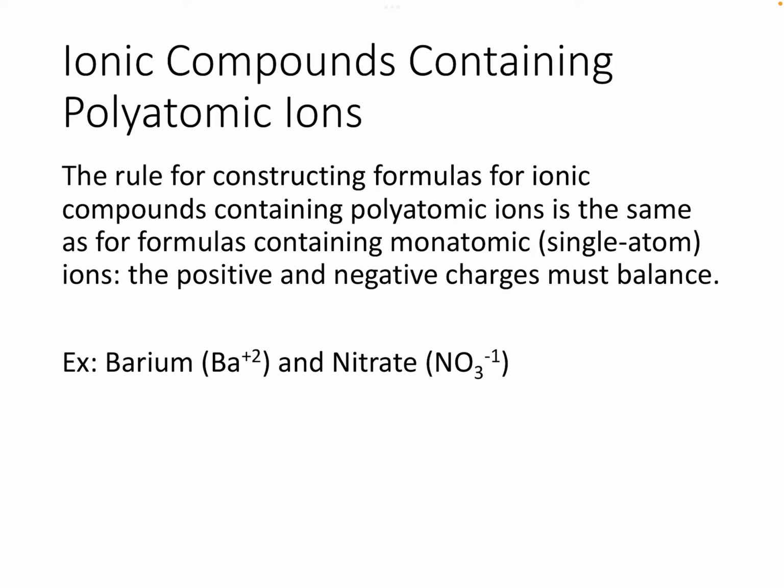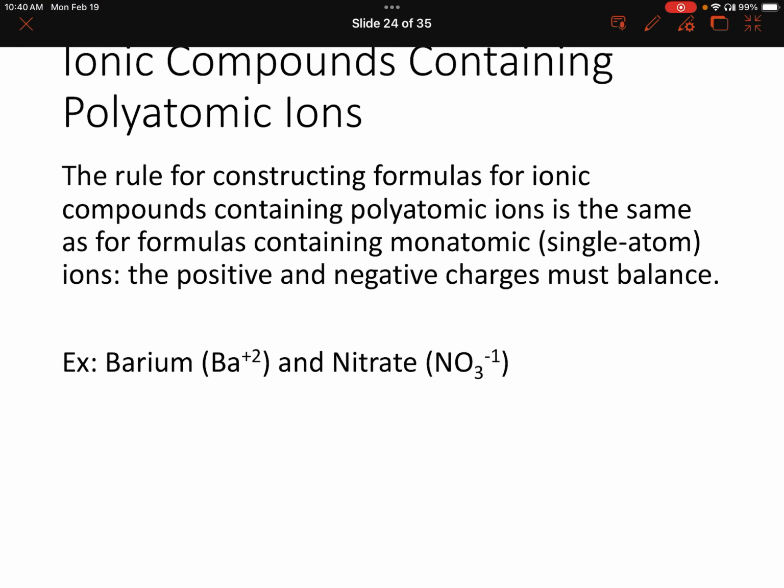So the rule here for constructing formulas for ionic compounds that do contain polyatomic ions is exactly the same as what we've already been doing with single atom ions or monatomic ions. So we want to make sure that the positive and the negative charges balance each other. So let's look down below. Let's say we want to write the formula for barium ion and the nitrate ion. So barium has a +2 charge and nitrate has a -1 charge.